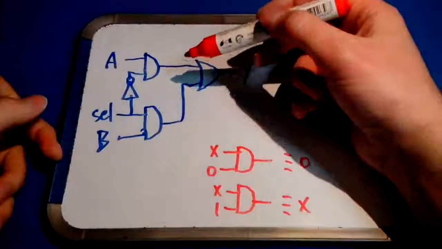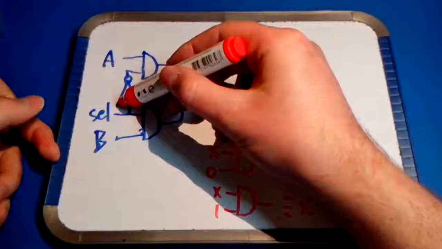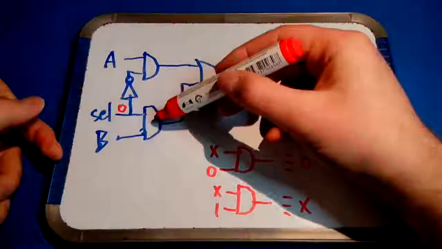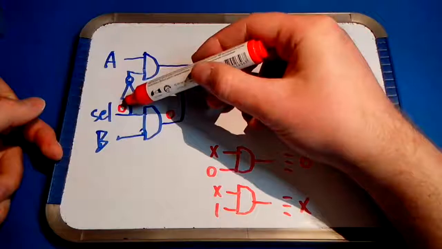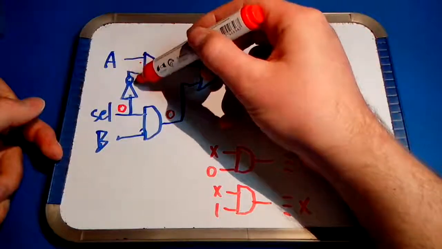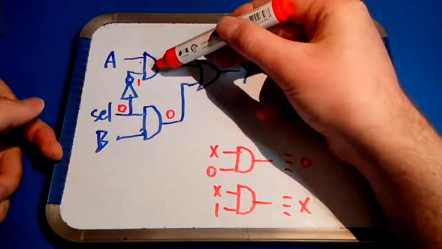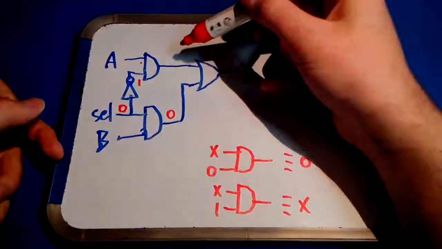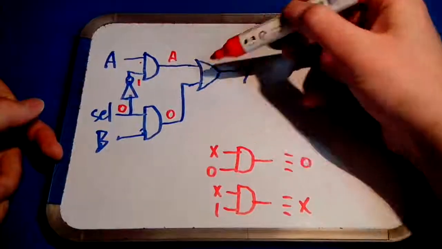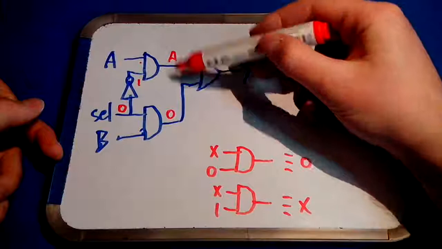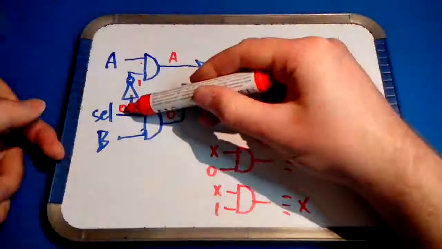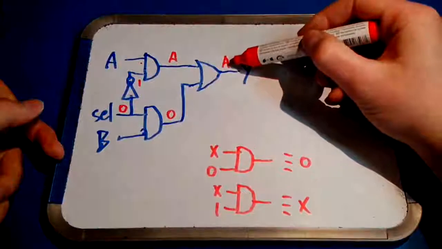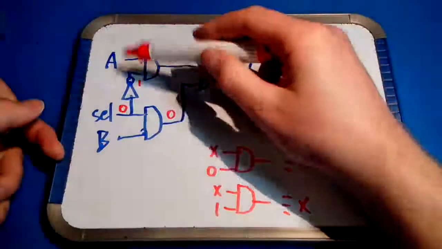Now, if select is 0, the output of this AND gate is always 0. If this is 0, after the inverter the value is 1, so the output of this AND gate is always A. The OR function of A and 0 is A. So if select is 0, the output of the multiplexer is A. So 0 selects input A.